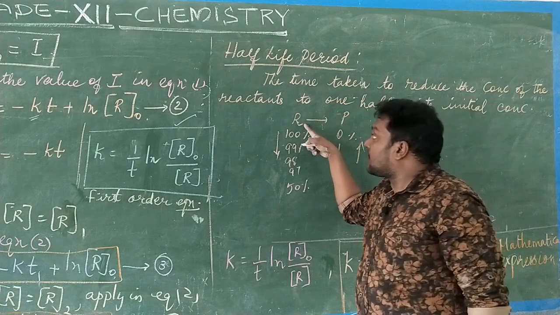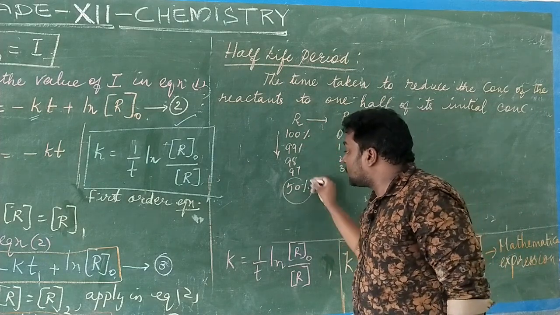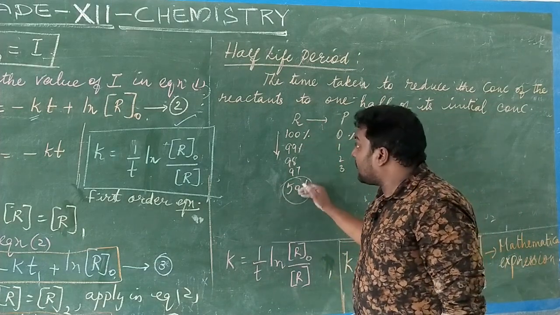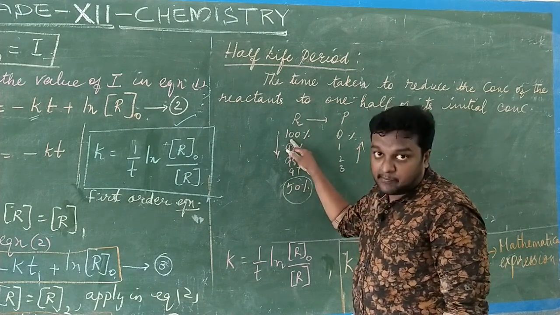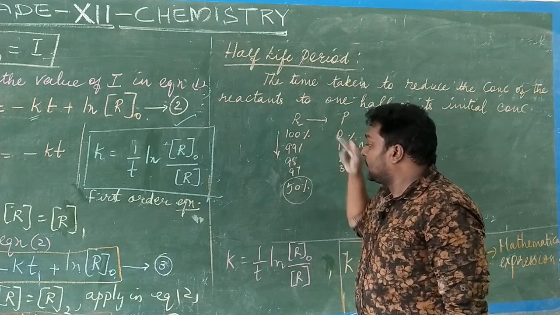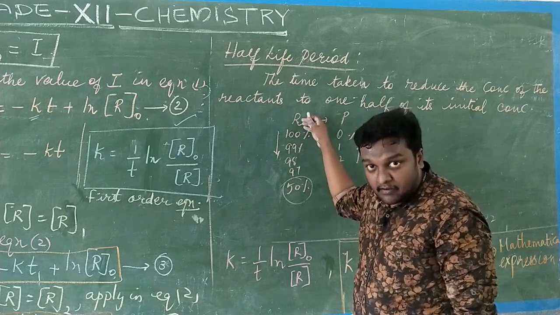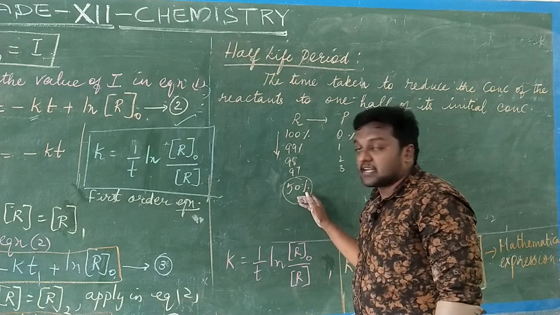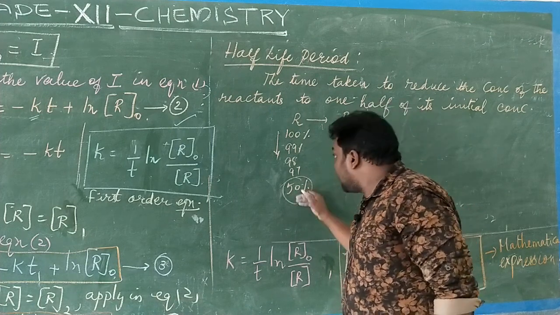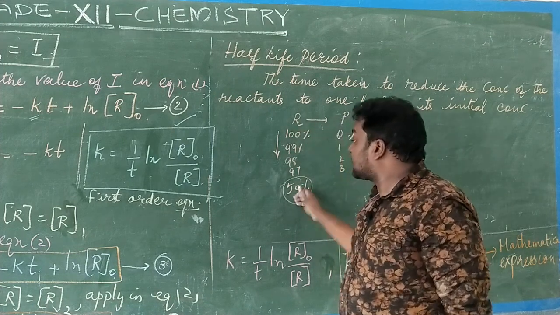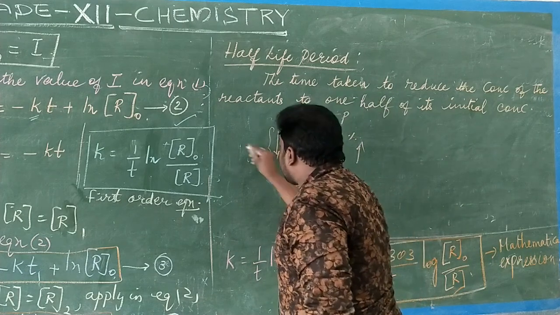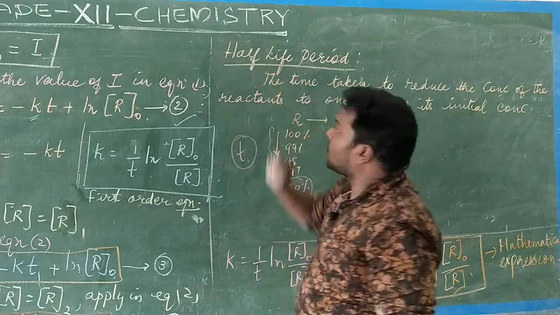The initial concentration of the reactant has been reduced to 50%. One half of its initial concentration is 100%. It has got reduced to half of the initial concentration. அது மாதிரி 100லேருந்து இது 50%க்கு reduce ஆகிறதுக்கு எவ்வளோ டைம் பீரியட் தேவைப்படுதோ that is called as half-life period.